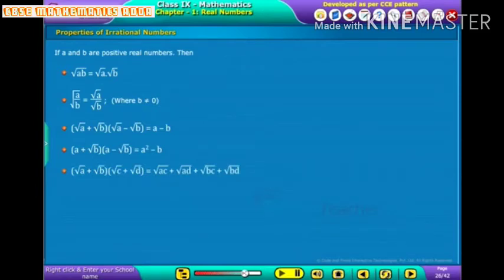Root a plus root b into root c plus root d equal to root ac plus root ad plus root bc plus root bd. Root a plus root b whole square is equal to a plus 2 root ab plus b.